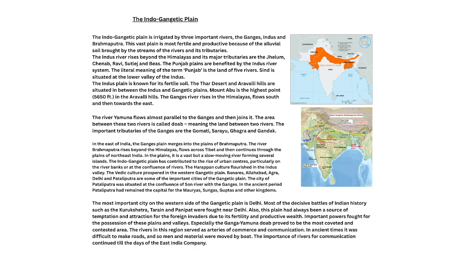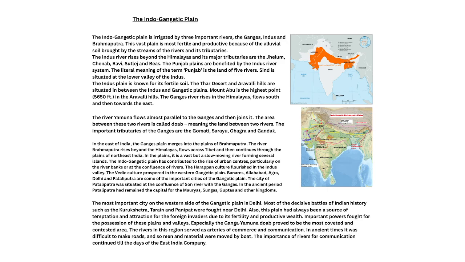Now let's start our second topic, the Indo-Gangetic Plain. The Indo-Gangetic Plain is irrigated by 3 important rivers, the Ganga, Indus, and Brahmaputra. This vast plain is most fertile and productive because of the alluvial soil brought by the streams of the rivers and its tributaries.